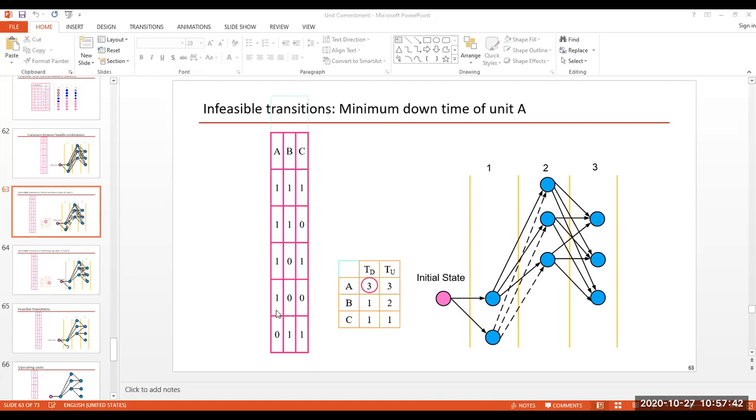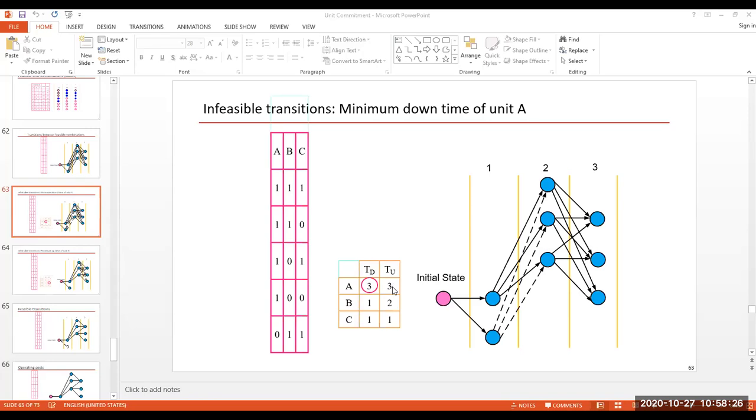So what we have to do is shut down unit A. Now, because we don't have any information about any previous instance before this, we don't know how long unit A has been on. We don't have any information before this. So we can't say too much about this transition, whether it will be hampered due to this uptime or not.